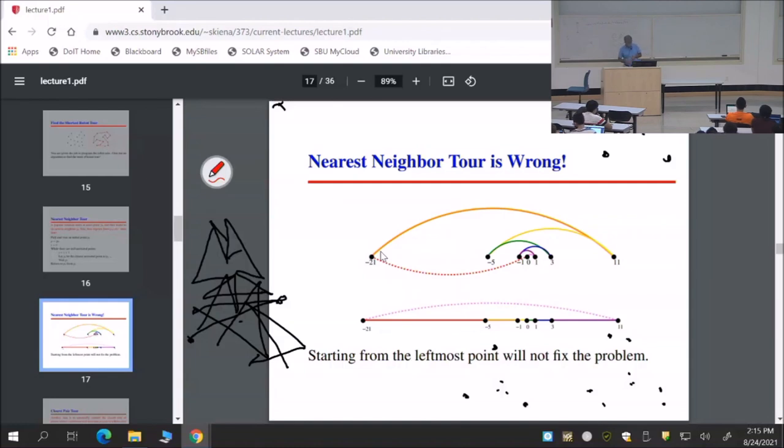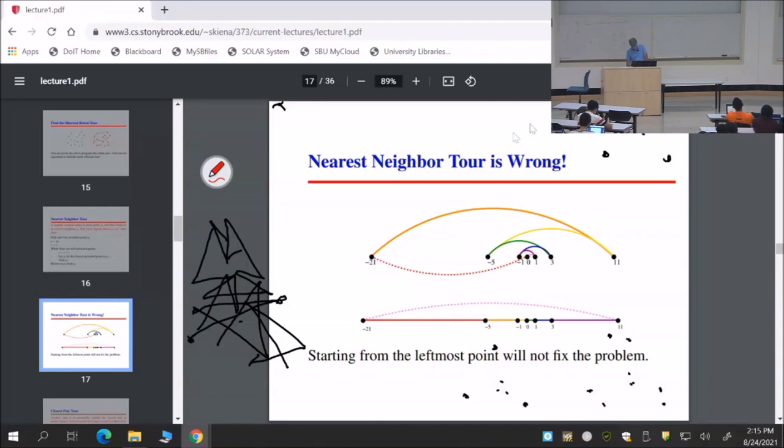Here's an example where the closest tour idea, the nearest neighbor idea, does really badly. Suppose I start from this point at x equals 0. I have two choices. They have two nearest neighbors to it, one at x equals 1, one at x equals minus 1. Suppose I go to x equals 1. Then I've got two points that are a distance 2 from it, the one at 3 and the one at minus 1.